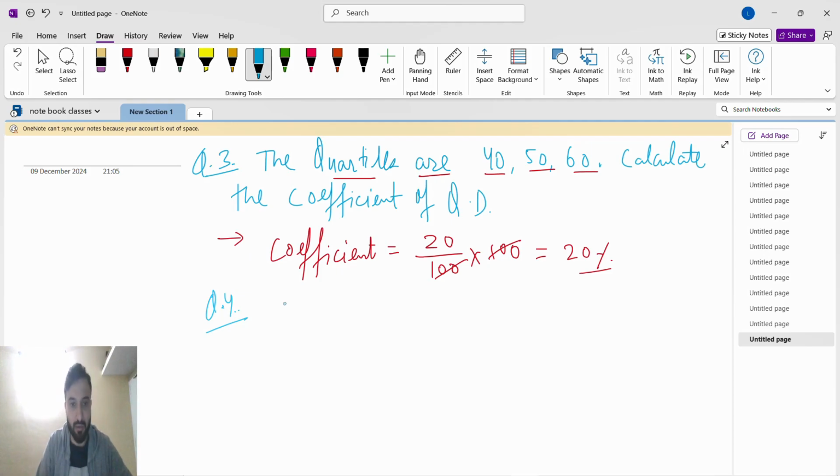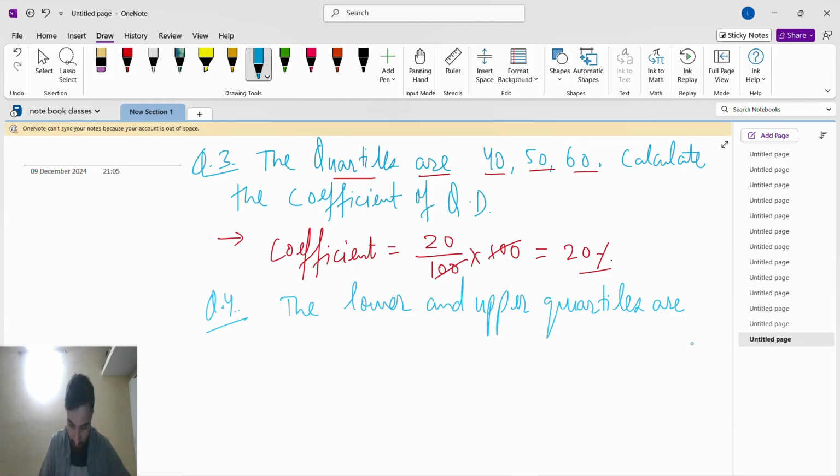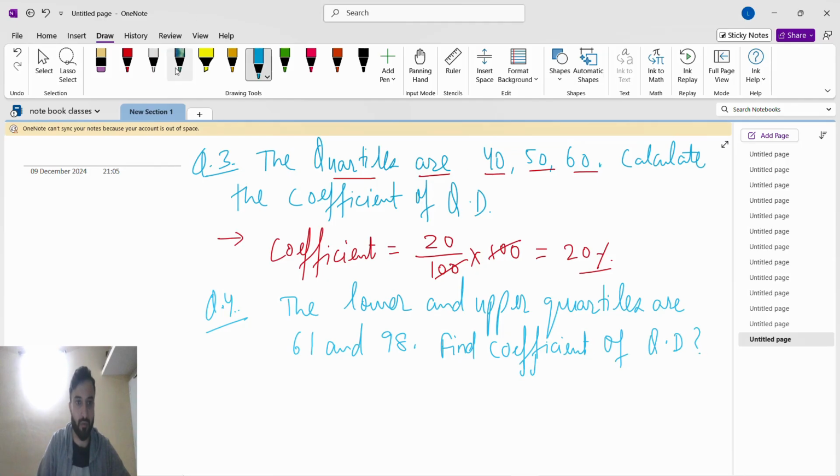Okay, next. They have given here the lower and upper quartiles. The lower and upper quartiles are 61 and 98. Find the coefficient of quartile deviation.